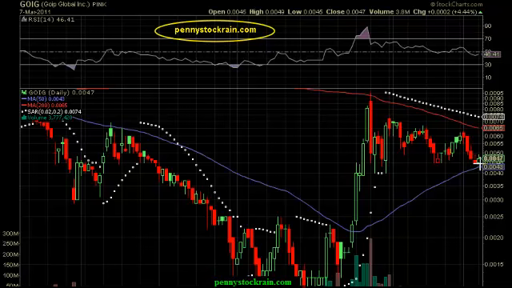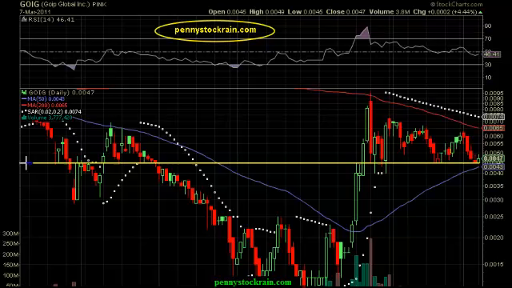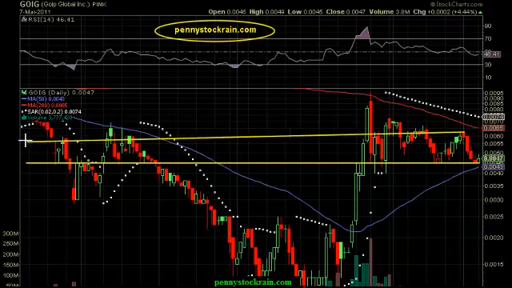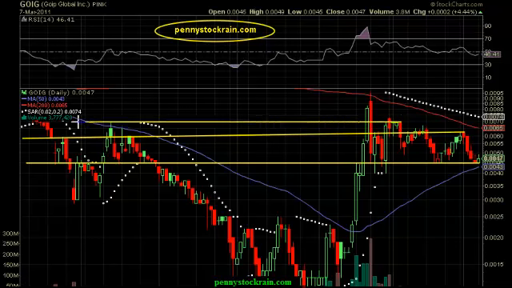Couple things, we have our support level right here, which it touched upon today and bounced off of today. And we have our resistance levels, which are pretty obvious if you look at them. That's one of our resistance levels right here. And this is another resistance level right there. It's a little channel right there.